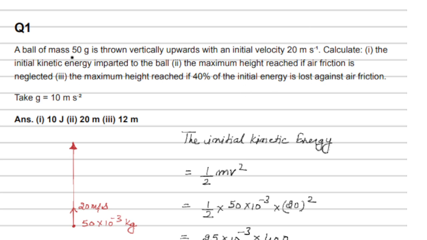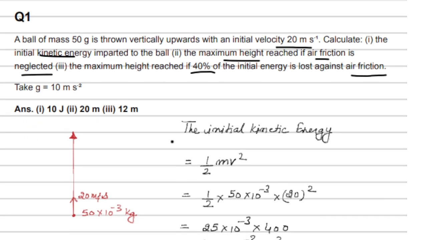A ball of mass 50 gram is thrown vertically upwards and the velocity given upwards is 20 meter per second. We need to calculate the initial kinetic energy and the maximum height reached if air friction is neglected. Third part is the maximum height reached if 40% of its initial energy is lost against friction. So friction takes out some of the energy, only 40% is reduced, 60% is remaining.